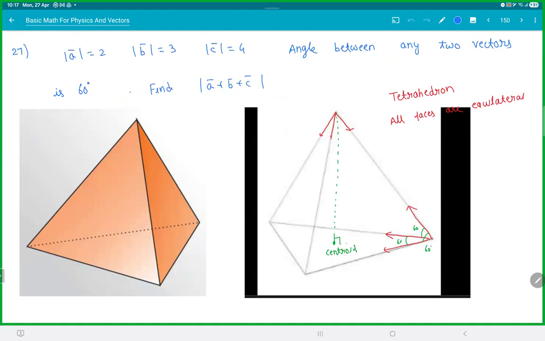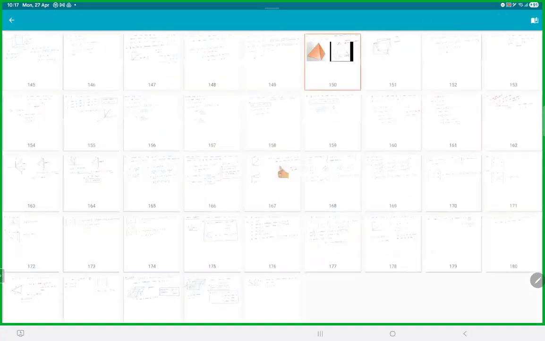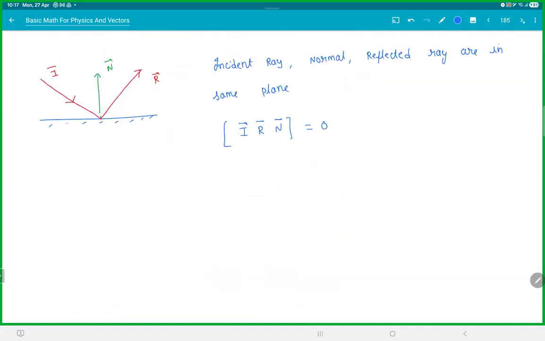So these are non-coplanar vectors, meaning those 3 are not in the same paper or same plane. You cannot draw them. If you try to put 2 on a paper, the third one will go out of the paper. Is that making sense, Ahana? Yeah. So the tetrahedron was a good example for non-coplanar vectors.